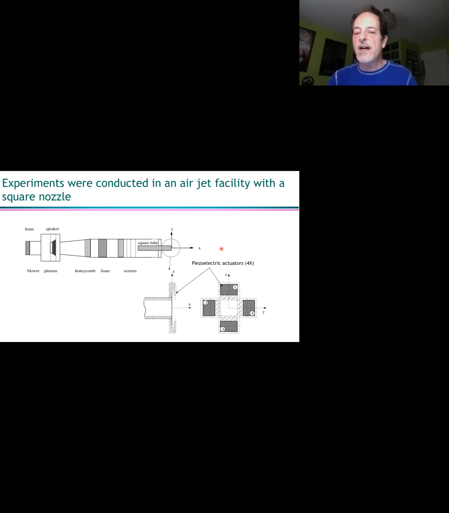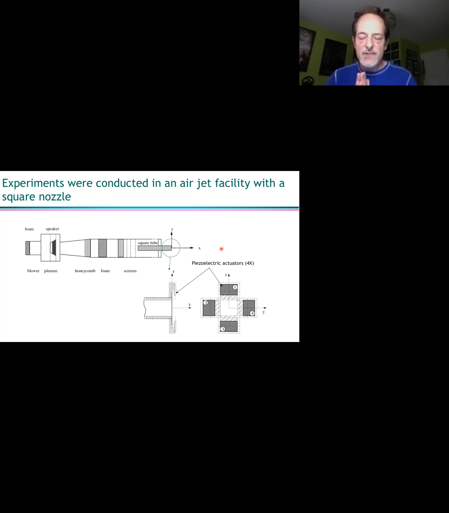The flow velocities we used were fairly slow. I mean, it isn't like a supersonic jet or anything like that. 2 sets of experiments I'm going to show here. One was done at 4 meters per second, and the other one was done at 6.5 meters a second.